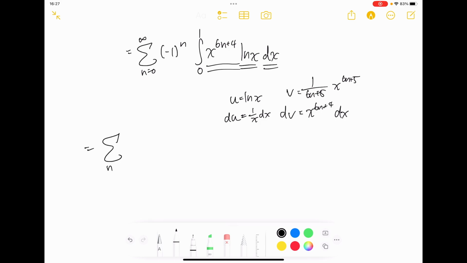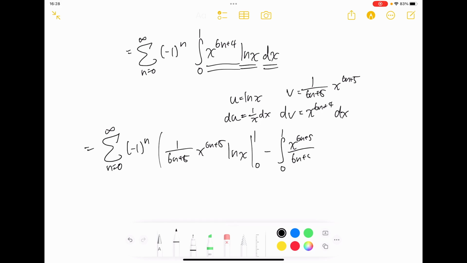So we're just going to put everything in. The sum from n equals 0 to infinity of minus 1 to the n, that's not changing anytime soon, of u times v, which I'm going to write as v times u, with bounds from 0 to 1, minus the integral of v du. So we've got x to the 6n plus 5 divided by 6n plus 5 times du, 1 over x dx.